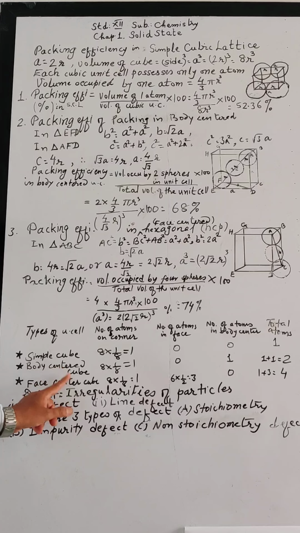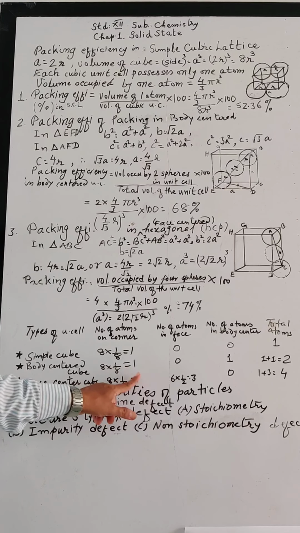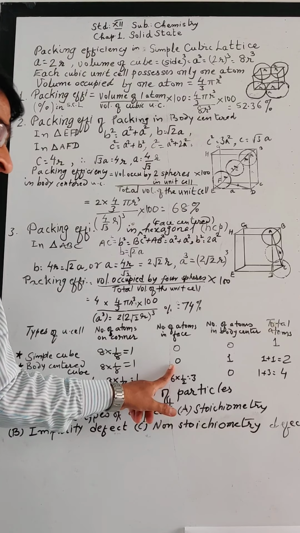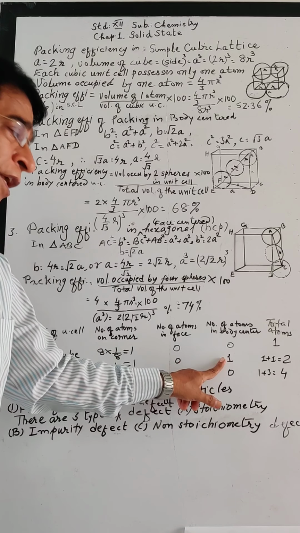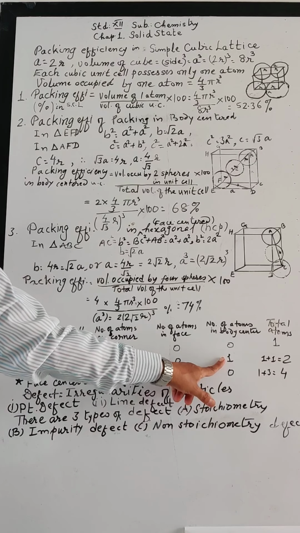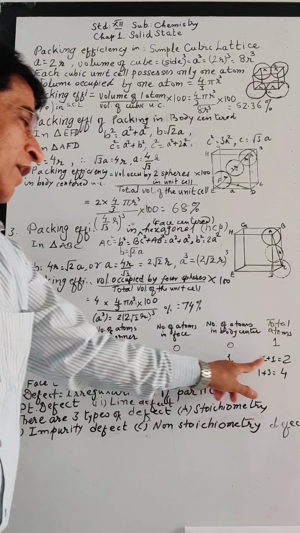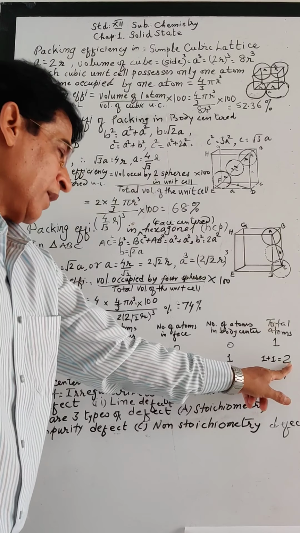In body centered cube, number of atoms on corner is equals to 1, and number of atoms in face is 0. Number of atoms in body centered is 1, and total atoms 1 plus 1 is equals to 2.